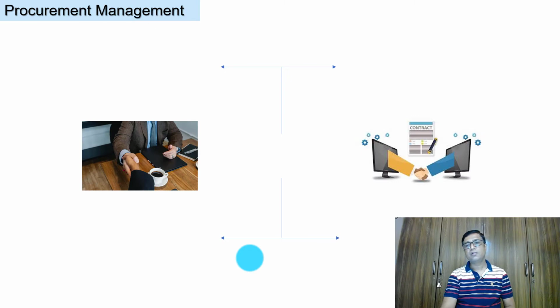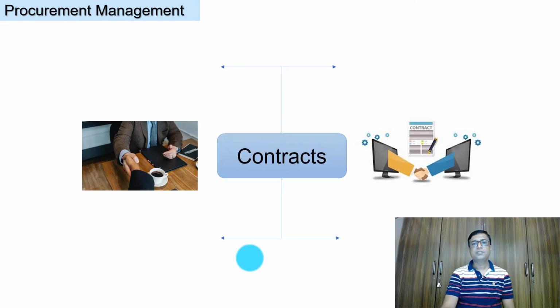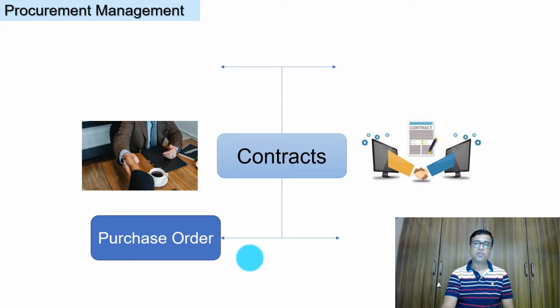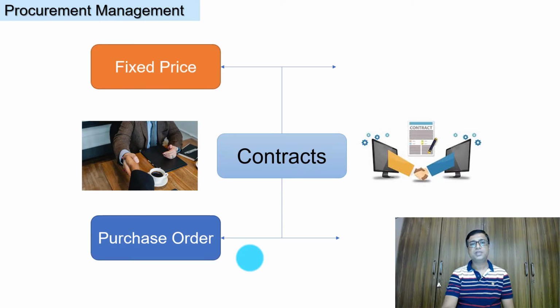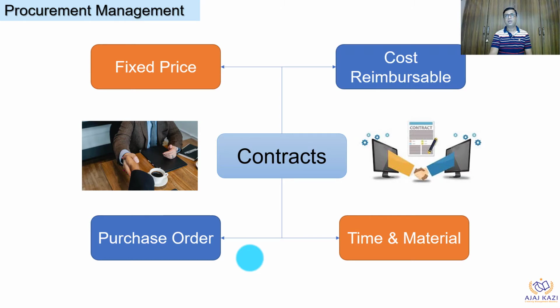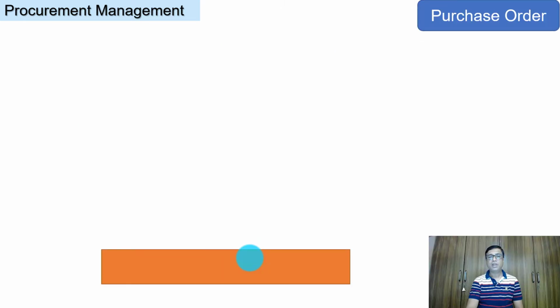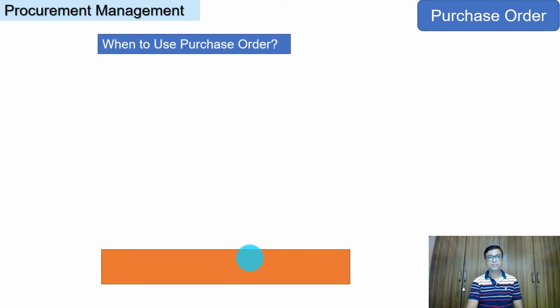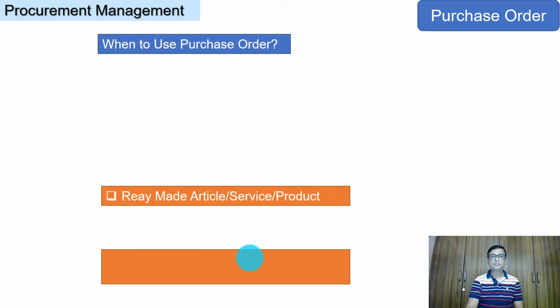So let us look at the types of contract. First one is purchase order. Second one is fixed price contract. Third one is time and material. And fourth one is cost reimbursable. Let us look at the first, purchase order. When to use a purchase order?